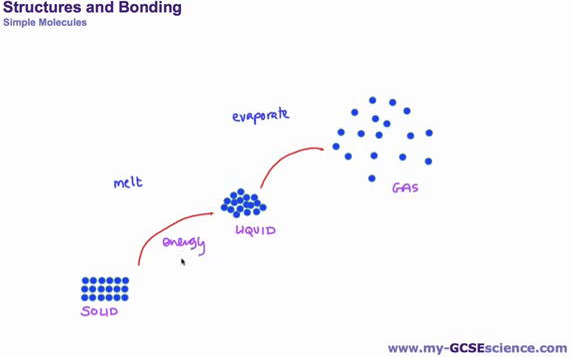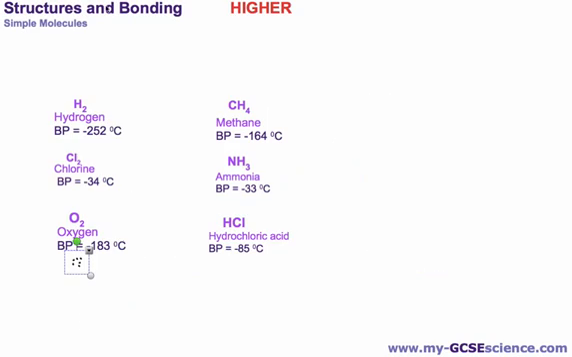And what that energy does is it goes towards breaking or overcoming the forces of attraction between the particles. So if we supply energy, that can go towards pulling the particles apart and changing it from a solid to a liquid. If we supply even more energy, we can overcome the force of attraction even more and change the substance into a gas. Okay, so that's the basic idea of going from solid to liquid to gas, but we need to be able to apply it to our simple molecules.